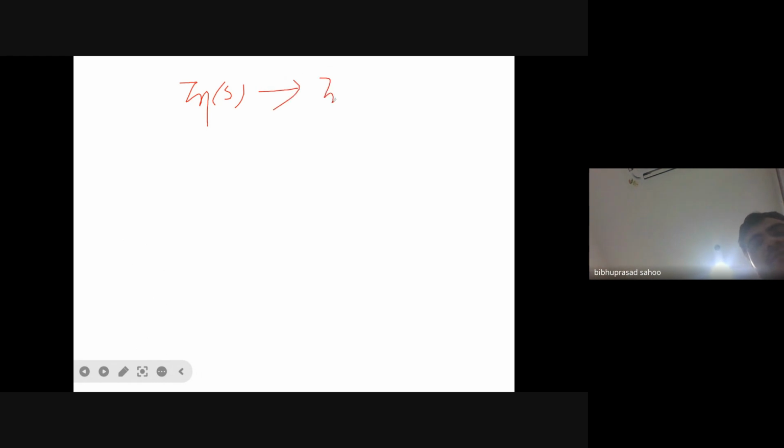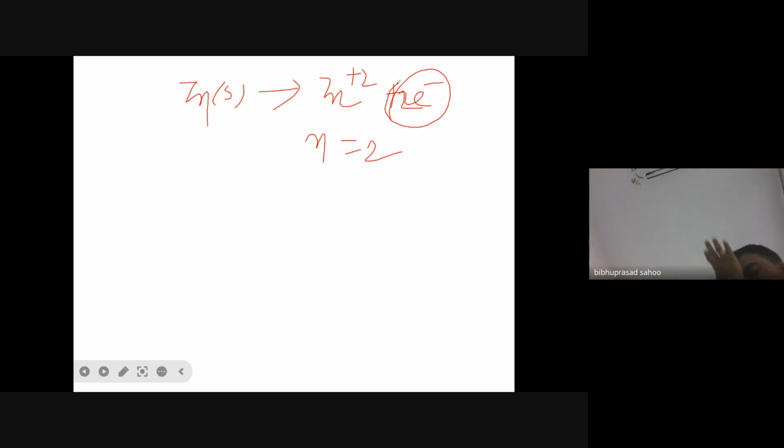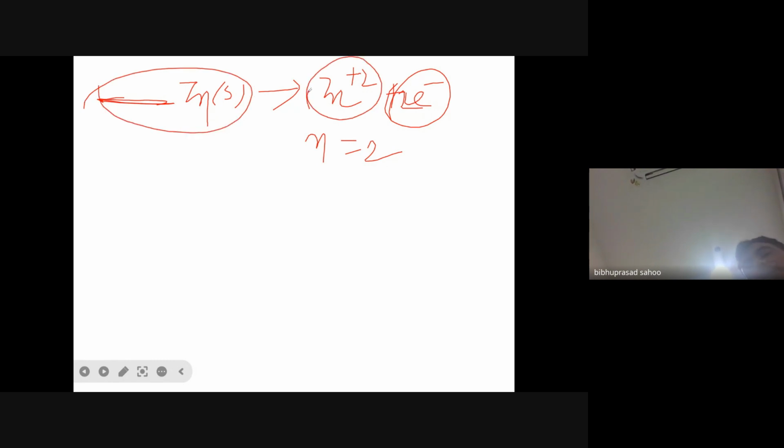So students, our electrode is given like that. This is an electrode, only electrode. This is the electrode reaction. So obviously n is equal to 2. Here in the reactant side no ionic species is there. In the product side only one ionic species is there.